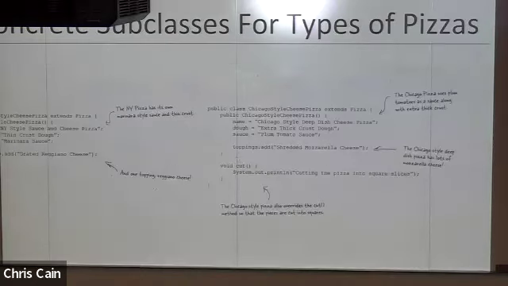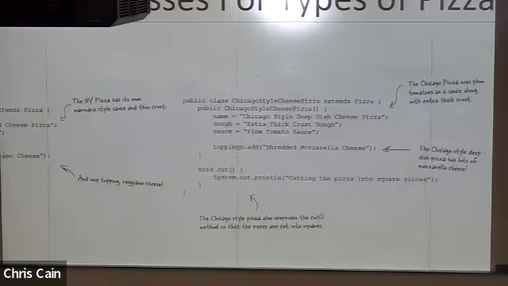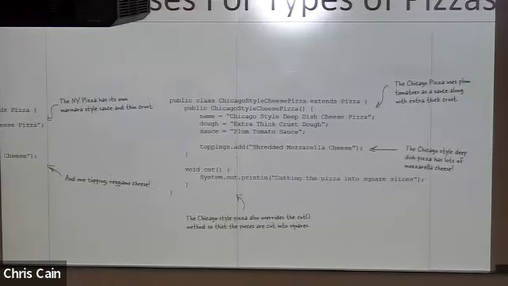Here's the Chicago style cheese pizza. The name is a Chicago style deep dish cheese pizza. The dough is extra thick crust dough. The sauce is plum tomato sauce. And we will add shredded mozzarella cheese as the one topping. Note that with the Chicago style cheese pizza, we want to cut it into square slices so we can override the cut method to cut it in a certain way with extra instructions for how to cut this pizza.